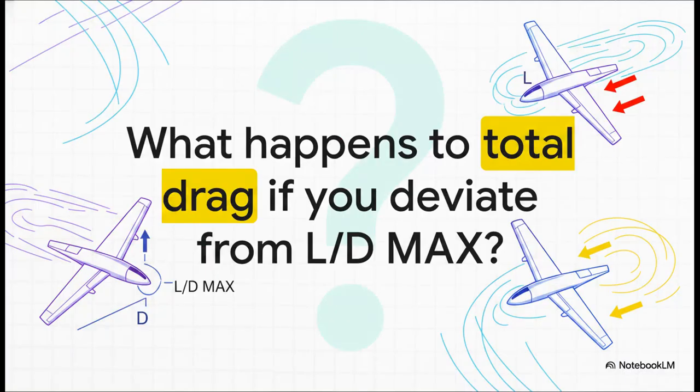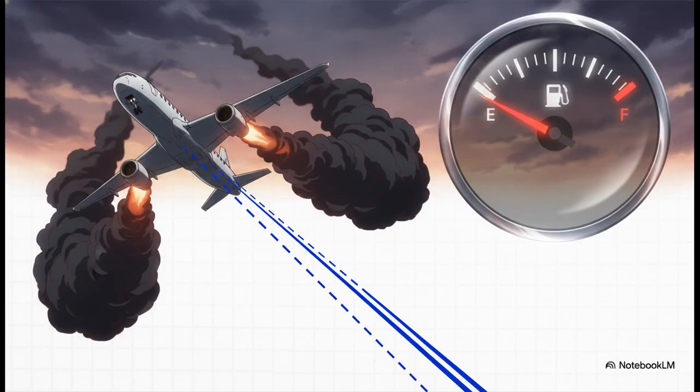Let's do a quick mental check, because this is a classic exam scenario. They're going to ask you, what happens if you drift away from this perfect LD max angle? You know, what if you pitch up a little bit or pitch down? The answer? Your total drag increases. Always. Any deviation whatsoever from LD max instantly reduces your lift-to-drag ratio. You're operating less efficiently. And that means you're burning more fuel and cutting into your maximum glide distance.